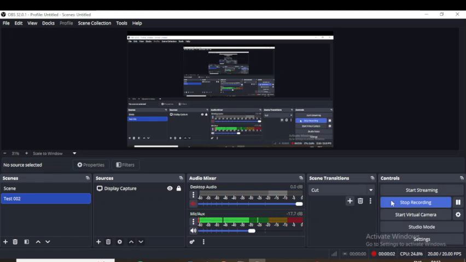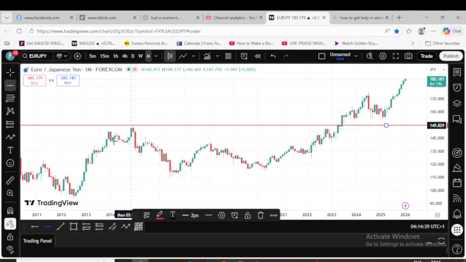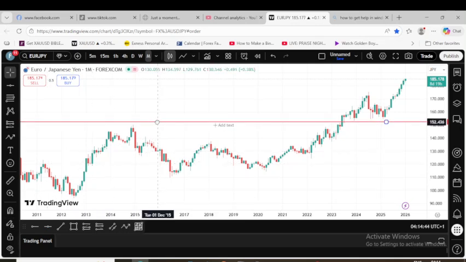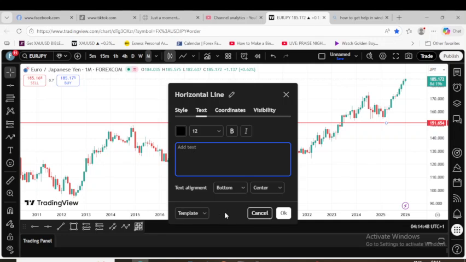Okay, so today we're going to be doing top to bottom analysis on EURJPY. Starting from the 1 month time frame, we'll start by defining our monthly or higher time frame support and resistance levels, which will act as our zones.